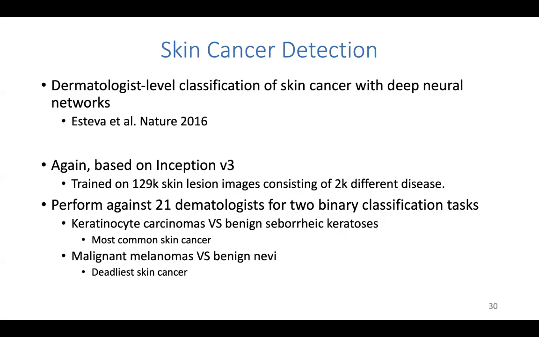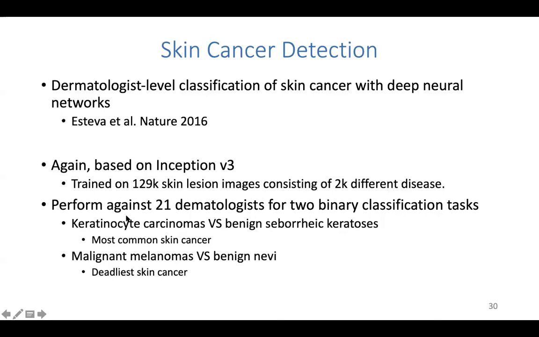So the Inception version 3 model was trained on 130,000 skin lesion images. 그러니까 피부에 병변이 있는 쪽의 이미지를 이제 이용해서 학습을 한 거죠. So 130,000 skin lesion images consisting of 2,000 different diseases. So there are a lot of different subtypes of skin diseases, and their training set, 130,000 images, consisted of 2,000 different diseases.